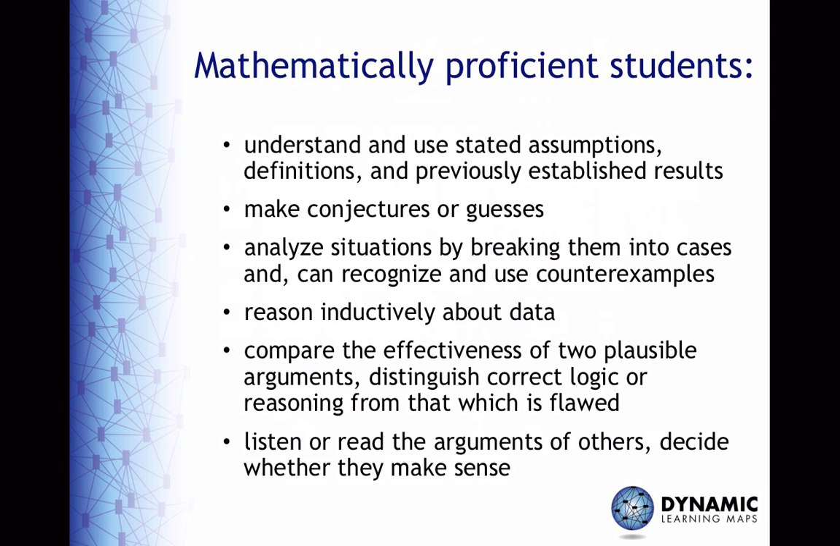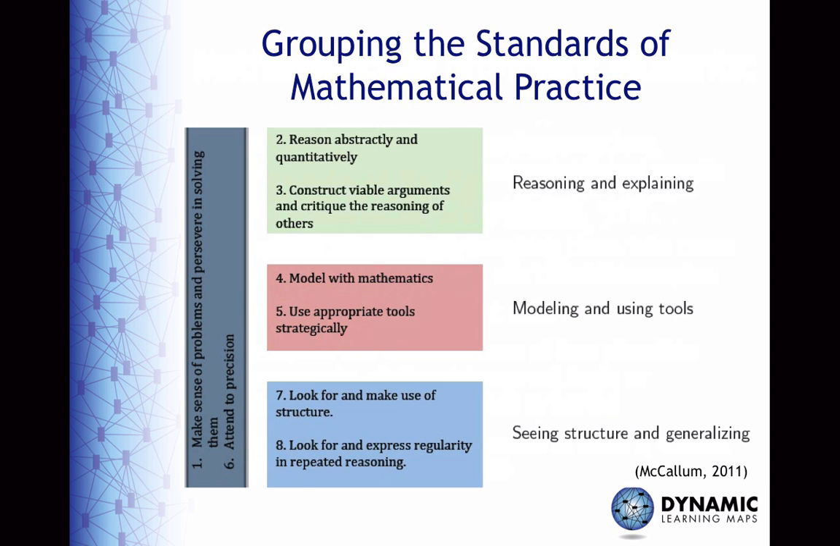Students working toward this standard at all grade levels can listen to or read the arguments of others, decide whether they make sense, and ask useful questions to clarify or improve their arguments. Let's look again at McCallum's model to help us make more sense of these standards. The figure shows us that standards 2 and 3 can be grouped together because they both reflect mathematical reasoning and explaining. Let's consider what standards 2 and 3 might look like in a lesson for students with significant cognitive disabilities.